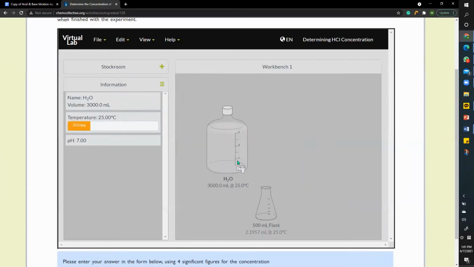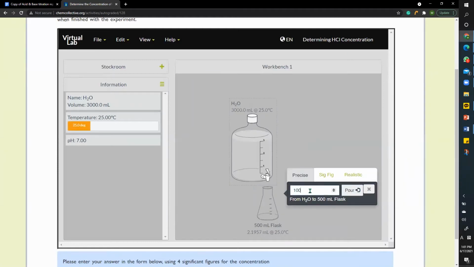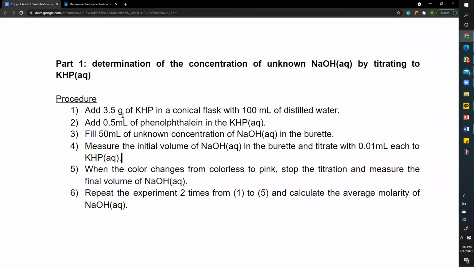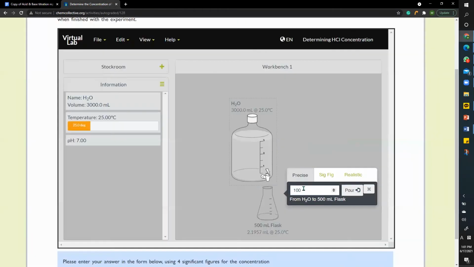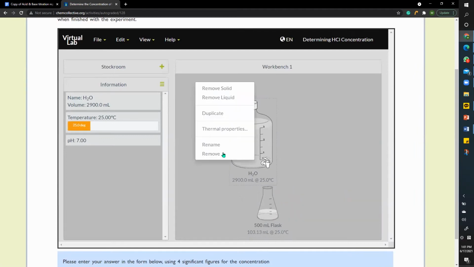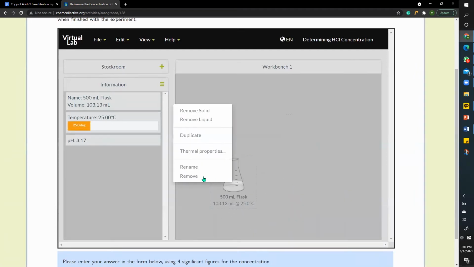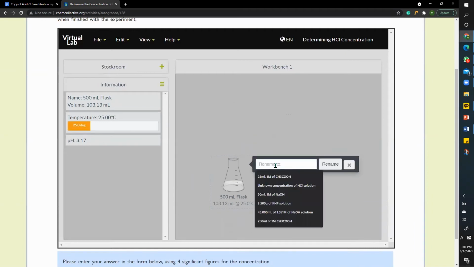And add 100 milliliter of water, right? As I said, 100 milliliter of distilled water. It looks like this. You can remove this. Then you can also rename this to prevent confusion.